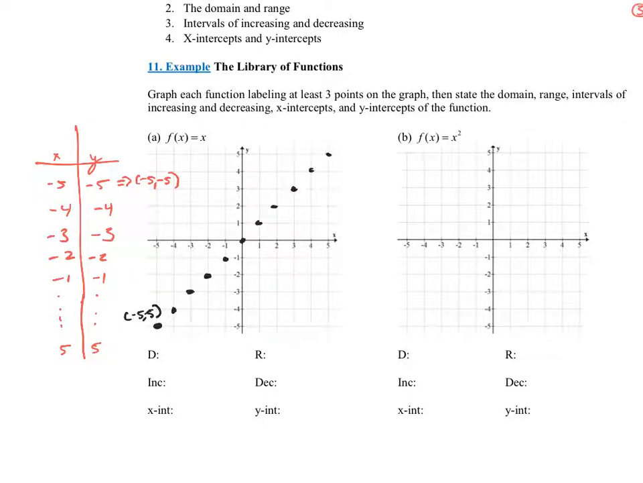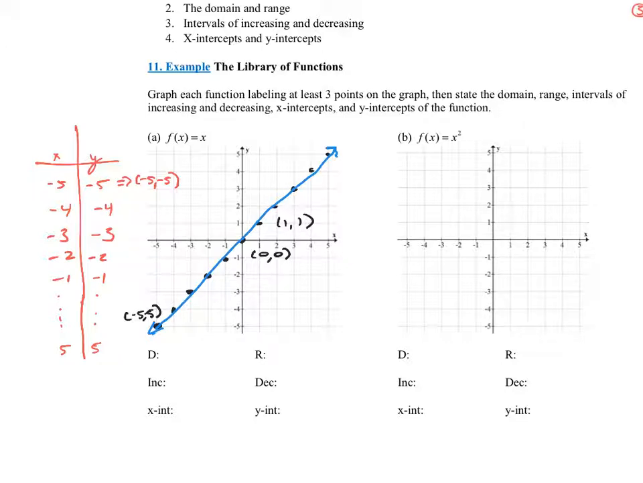Remember, you want to be as accurate as possible in the entire window. So these are the points that I saw within the window in the chart. I need to label at least 3 of them. Doesn't matter which ones you label. I always like labeling x-intercepts and y-intercepts. But there it is right there. There's 3 points right there. I'm going to go ahead and connect the dots with a line. And there it is. There's my function right there.